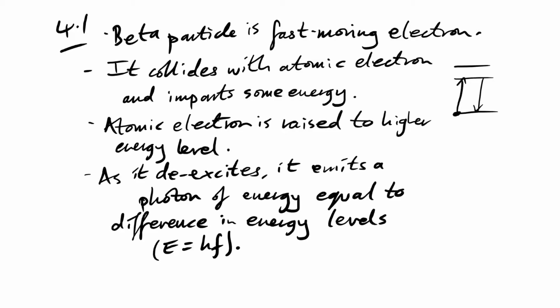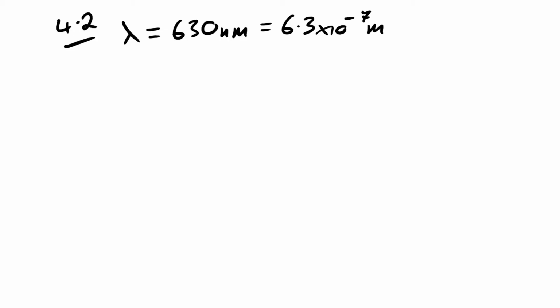There's 4 points there. 4.2, photon of light enters the PMT. Physics and maths tutor? No, photon multiplier. So the longest wavelength of light that we can make is 630 nanometers, or 6.3 times 10 to the minus 7 meters. Calculate the minimum photon energy required to remove the electron.